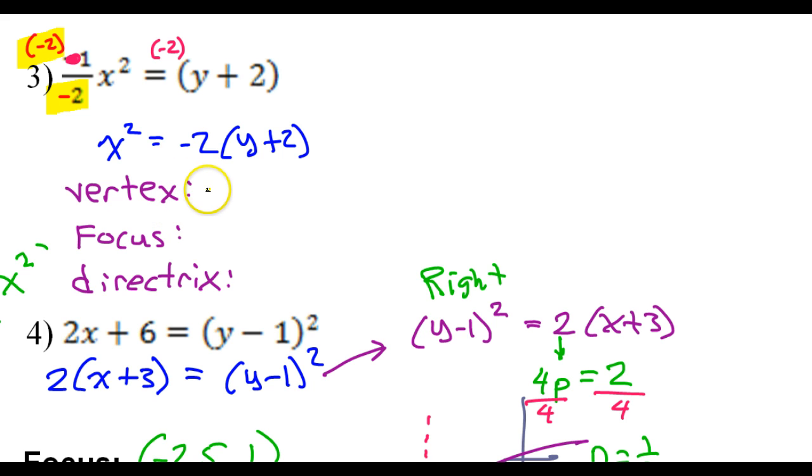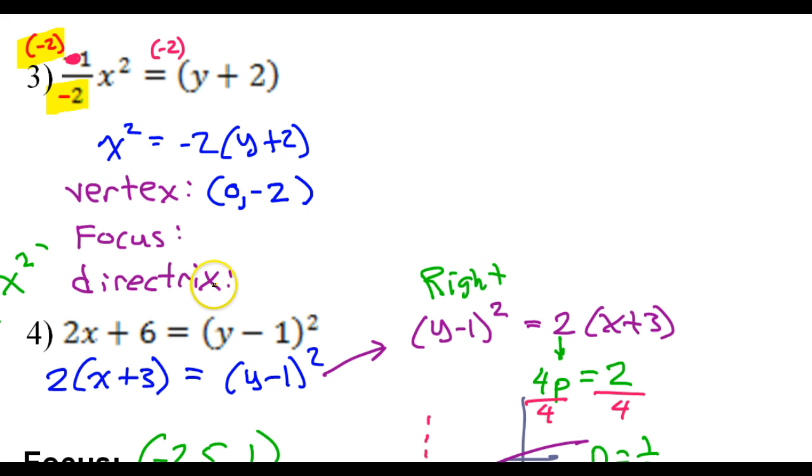I can already tell what the vertex is right now because this is in vertex form. The x value is going to be 0 and the y value is going to be -2. Alright, so there's my vertex.